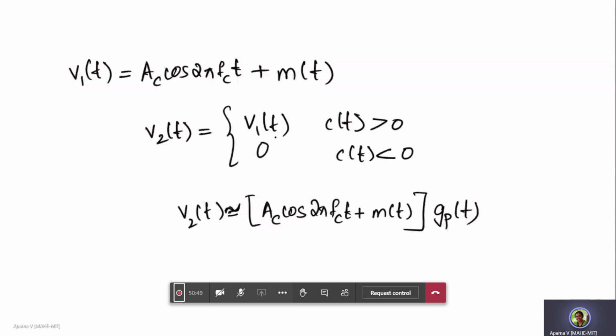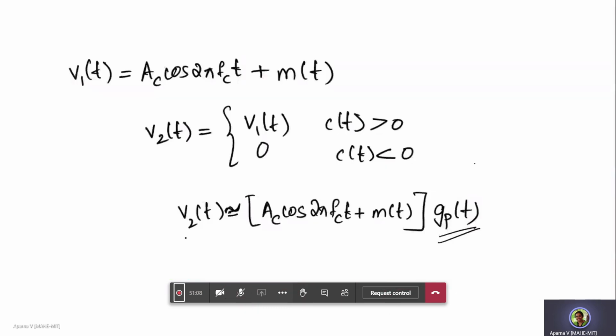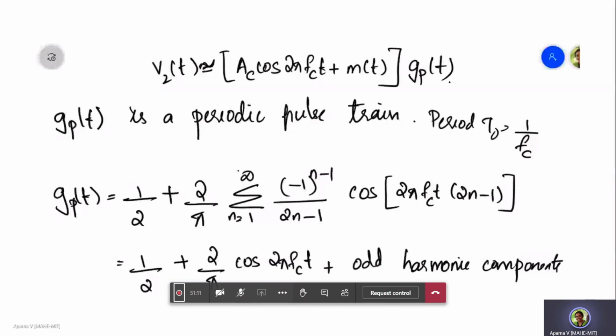This input as such. So v2(t) is approximately the same v1(t) multiplied by g(t). And what is g(t)? It is a square wave, on for a certain duration, off for a certain duration. So with these two multiplied, you can approximate the result as a product of g(t) and the signal, where g(t) is a square wave. Ma'am, could you go back once?